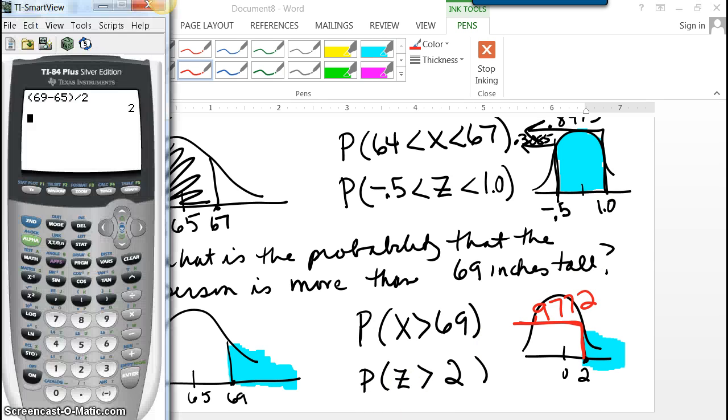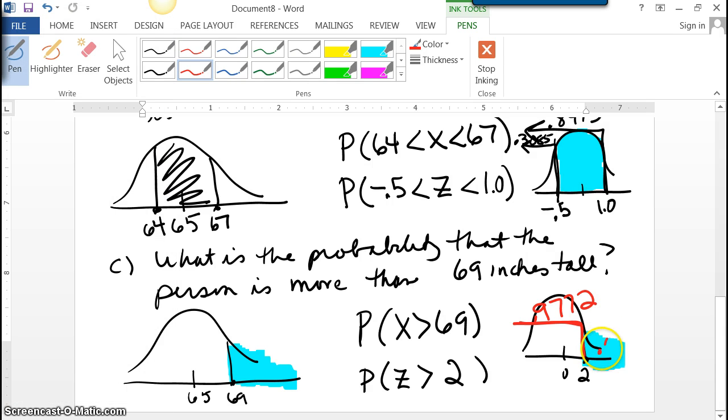So let me grab the calculator one more time. We're going to do 1 minus 0.9772. It's 0.0228. That should be this area over here. 0.0228 should be the area to the right, and that's what we want. That's the answer we're looking for. So about a 2% chance somebody's taller than 69 inches.